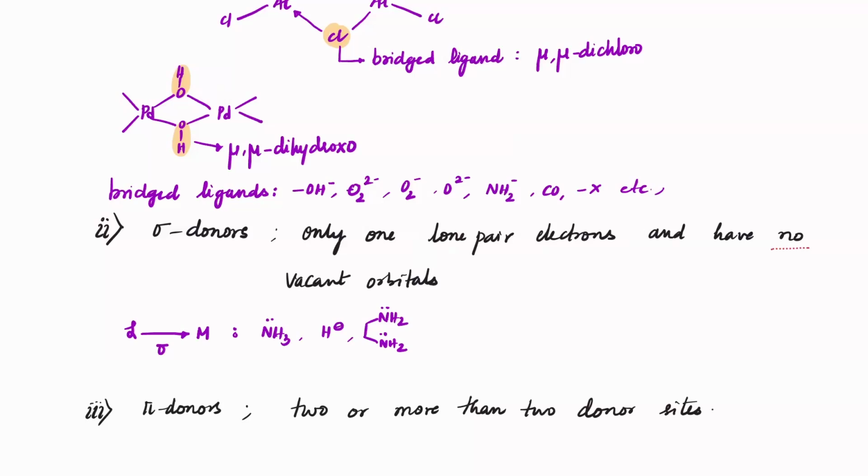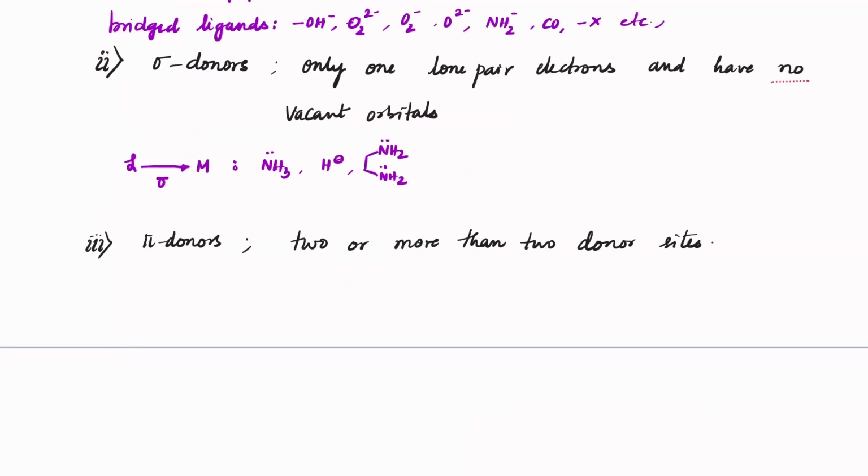Then we have pi donors. Pi donors are the case where you have two or more donor sites. That means they are making a sigma bond as well as a pi bond at a time. The ligand is first making a sigma bond and also making one more bond. So one will be sigma, one will be pi. Now here there are two cases.